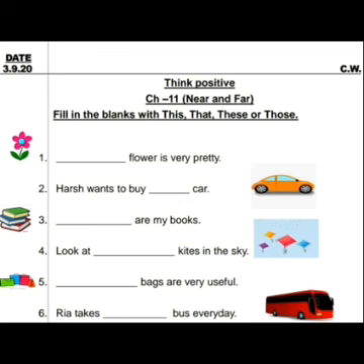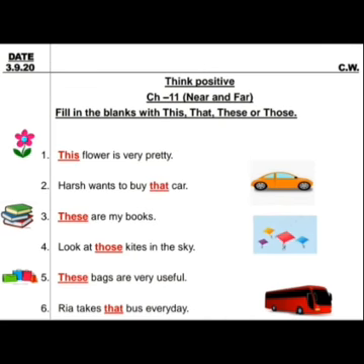Number 6, Ria takes dash bus every day. Now you can see the red bus, it is far away from the number 6 and it is singular. So we will say Ria takes that bus every day. Okay, so now let's check the answers. This flower is very pretty. Harsh wants to buy that car. These are my books. Look at those kites in the sky. These bags are very useful. Ria takes that bus every day.